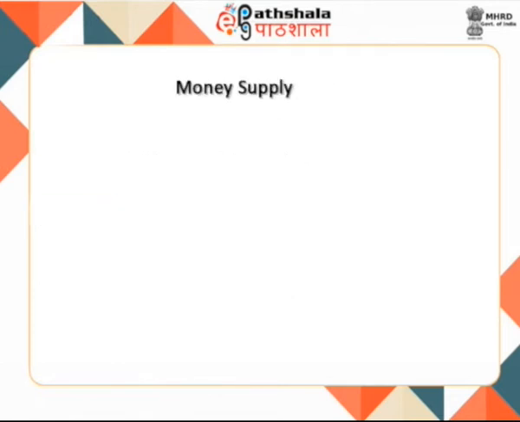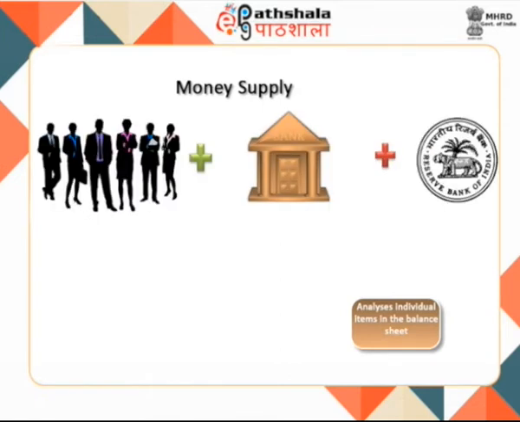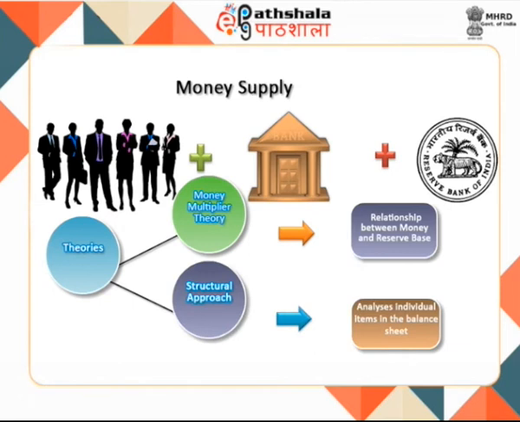Until the late 1960s, the supply of money was treated as a policy variable determined by the monetary authorities. The money supply in an economy is not policy determined but determined jointly by the public, banks, and monetary authorities. There are two theories of money supply determination: the money multiplier approach, which focuses on the relationship between money and reserve base, and the structural approach, which analyzes individual items in the balance sheet of the consolidated banking sector.